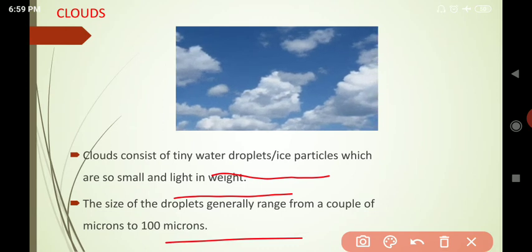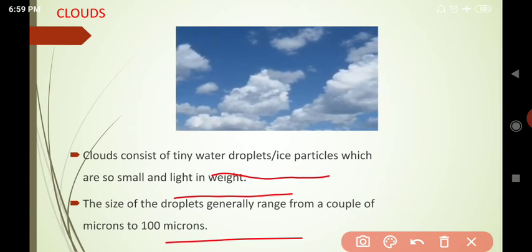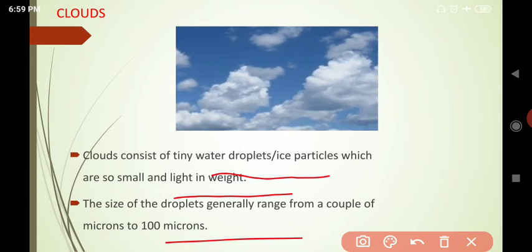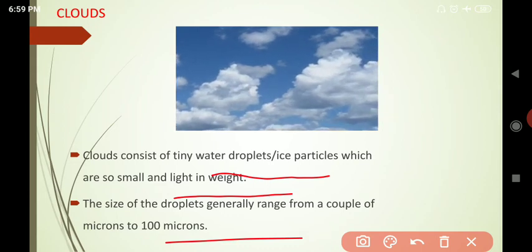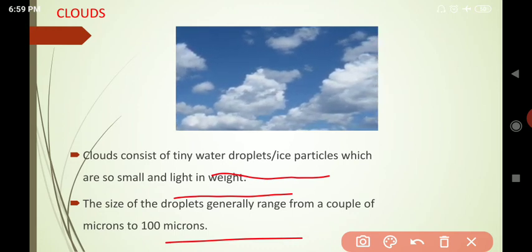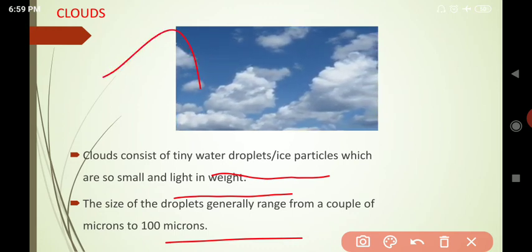The cloud's tiny water droplets range from a micron to 100 microns. This is the limit beyond which cloud drops become raindrops. From above this 100 micron size, rainfall forms.